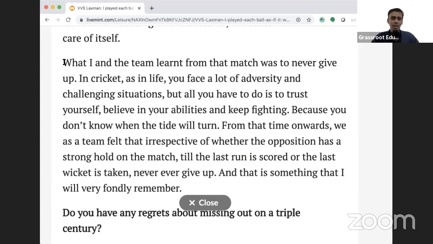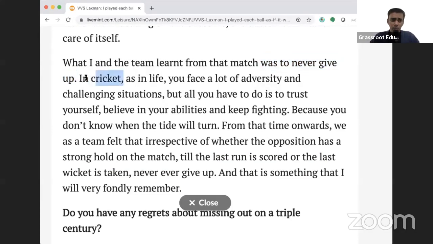Now let's start. What I and the team learned, repeat after me with the right pauses and pronunciation stresses. What I and the team learned, from that match, good Devyani, from that match, was to never give up. Your voice should go up at never. Was to never give up.